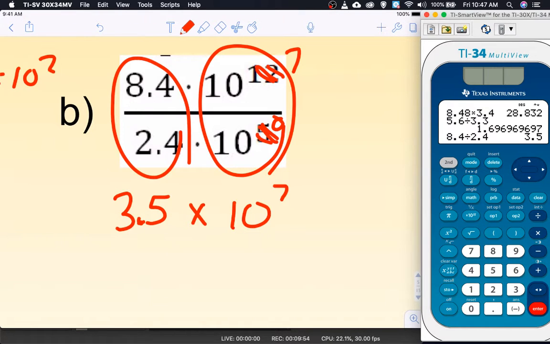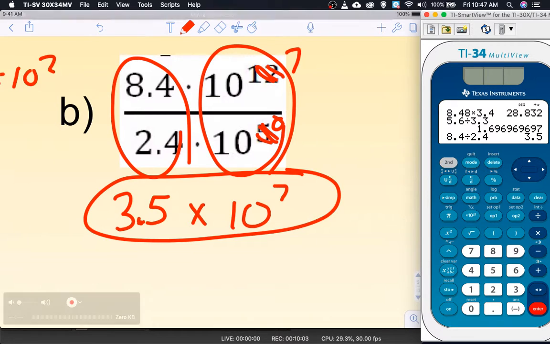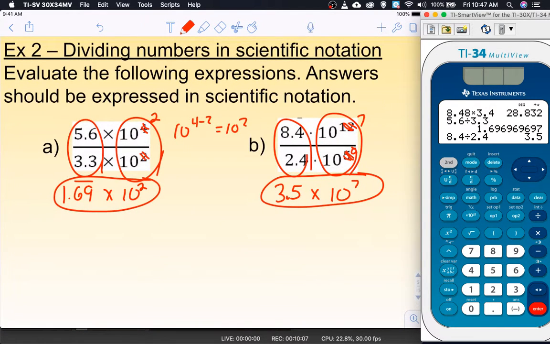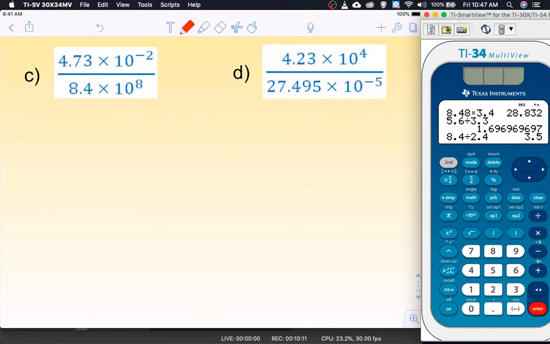Looking at this, my answer is in scientific notation. My decimal's good. My power of 10 is good. We're done. All right, letters C and D. I want you to go ahead and pause the video and try these two on your own. When you're ready to continue, hit play, and we will go through it together.